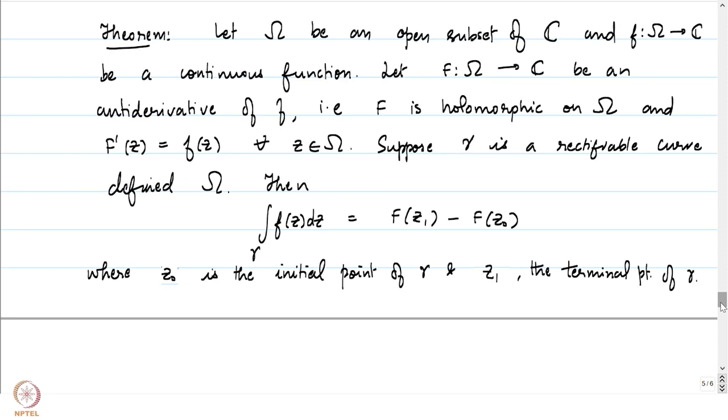Let us begin the proof by observing that we have only imposed the condition here that our curve gamma is rectifiable. So, if you recall from the previous lecture, if we put more regularity assumptions on our curve gamma, we will be able to get a better or an easily workable form of integral of f of z dz. In particular, let me write that part down. Suppose our curve gamma is having more regularity. Suppose gamma is continuously differentiable.